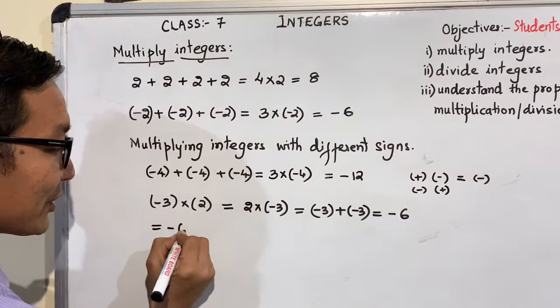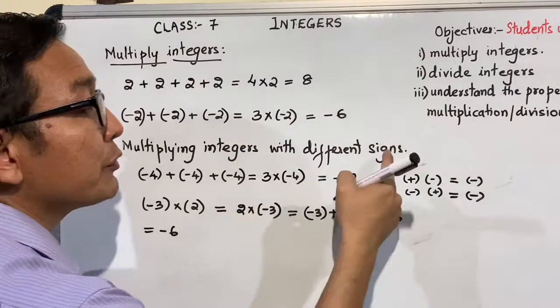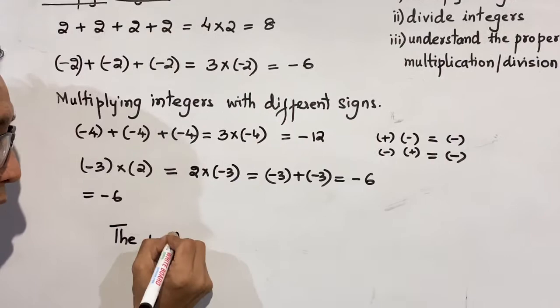So, when you multiply integers with different signs, the product will be negative.